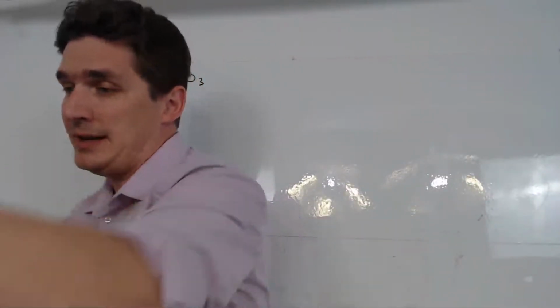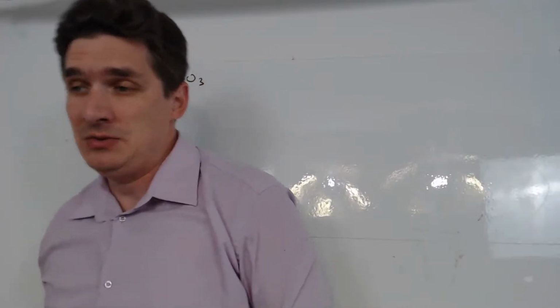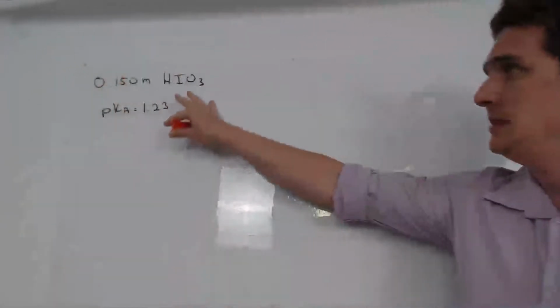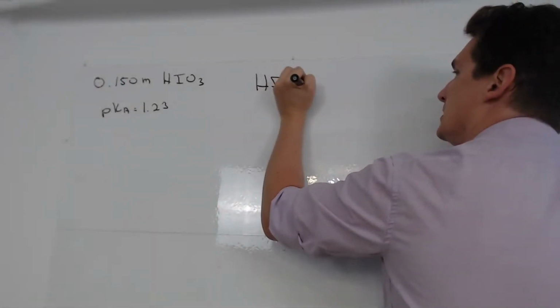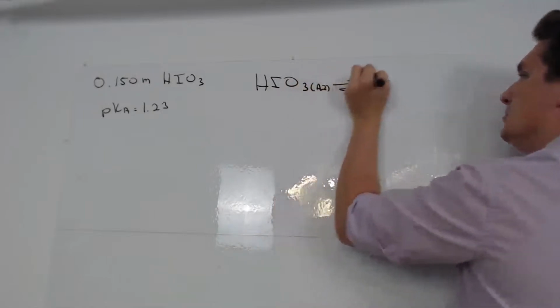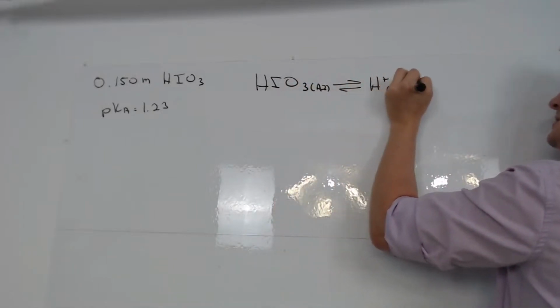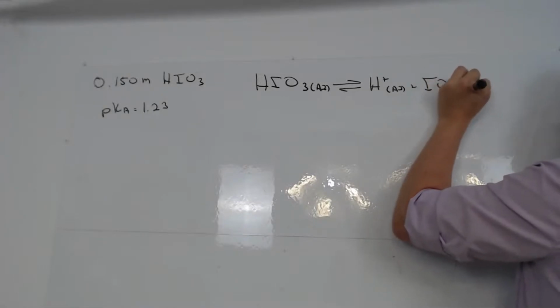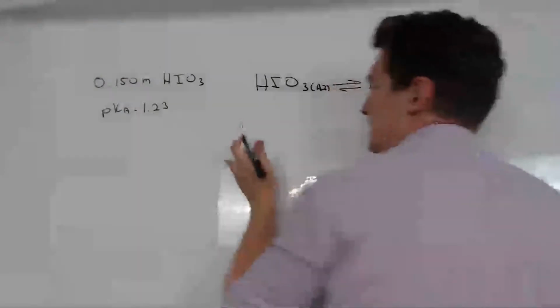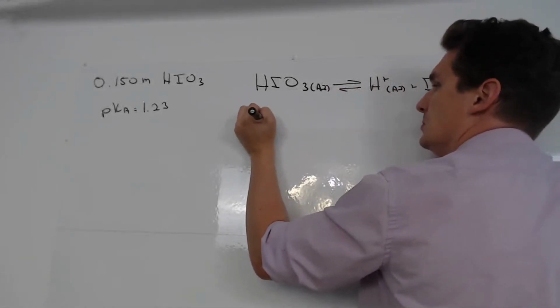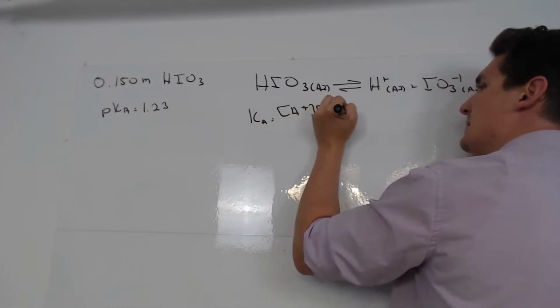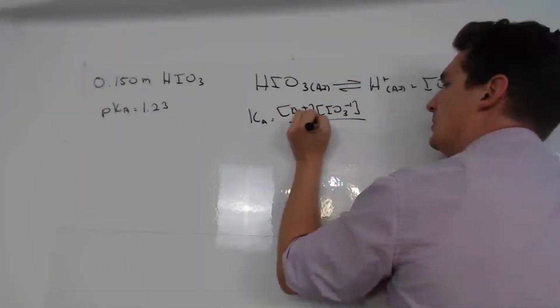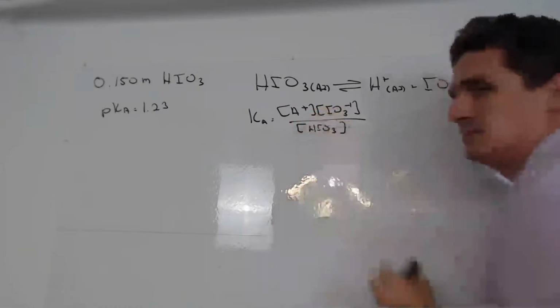Now, buffer problems in principle can be solved with Henderson-Hasselbalch. If you have a pure acid with no conjugate base, you can't use Henderson-Hasselbalch. So HIO3, we're given a Ka. This indicates it's an acid. So it's HIO3 going back and forth to H+ and IO3-. We need our expression for Q. We need to set it equal to Ka, so it's [H+][IO3-] over the concentration of HIO3.